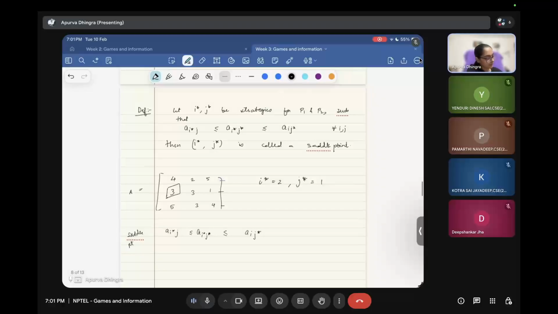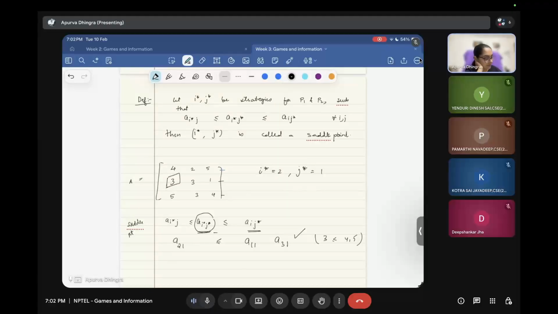To check whether it's a saddle point or not, let's take that particular one. We have A21, and A21 is to be compared with the case where we are fixing the column. So we are sticking with just one column, and we are changing the row. We'll look at row 1 and row 2, so it's A11 and A31. So we're comparing 3 with 4 and 5. And we want whatever we have chosen to be the minimum one. And that's exactly what happened here. What we have chosen is 3, which is less than 4 and 5. So half of this property is satisfied.